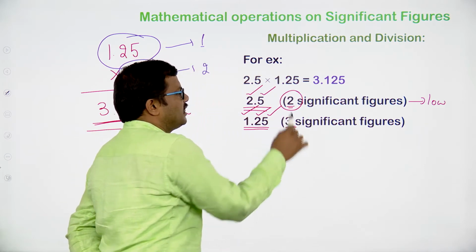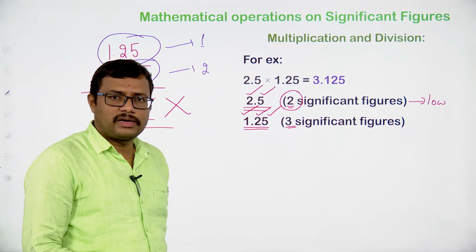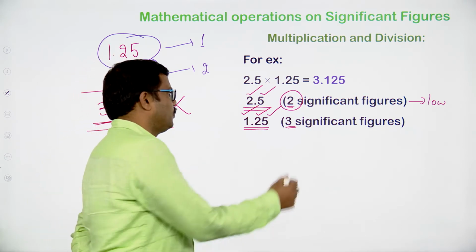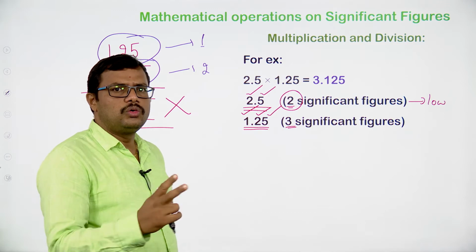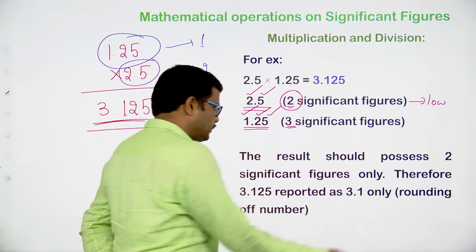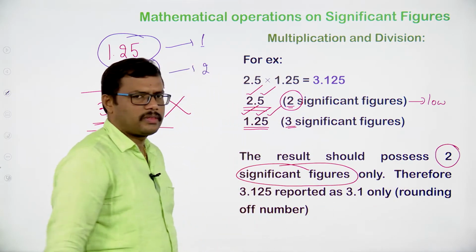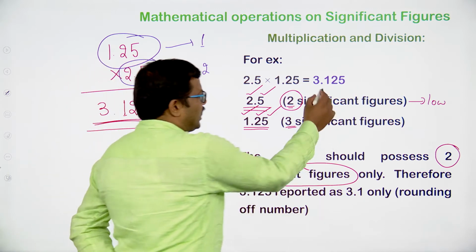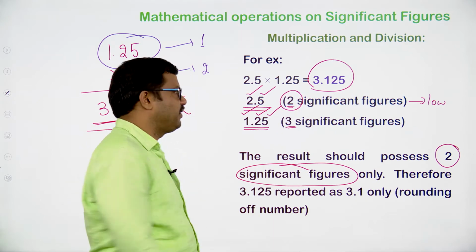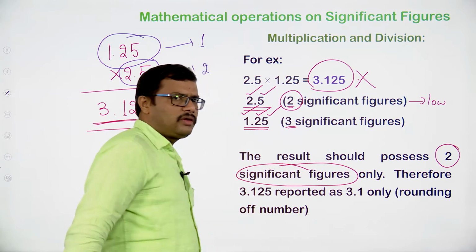How many significant figures are present? Two significant figures. Therefore, we have to report the result with only two significant figures. The result should therefore possess only two significant figures. The result actually obtained is 3.125, there is no doubt. This is the value that we get when we multiply these two. But this is not the correct way of reporting.